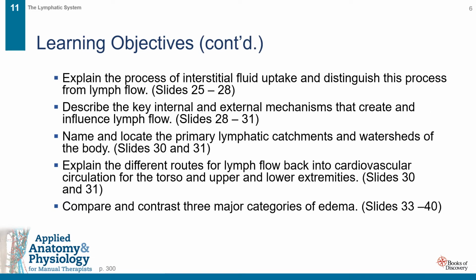Explain the process of interstitial fluid uptake and distinguish this process from lymph flow. Describe the key internal and external mechanisms that create and influence lymph flow. Name and locate the primary lymphatic catchments and watersheds of the body. Explain the different routes of lymph flow back into cardiovascular circulation for the torso and upper and lower extremities. And compare and contrast the three major categories of edema.